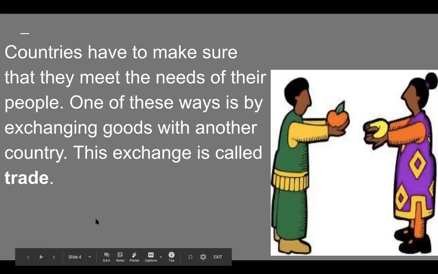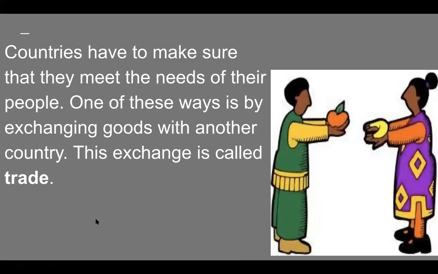Countries have to make sure that they meet the needs of their people. One of these ways is by exchanging goods with another country. This exchange is called trade. Think about a time when you traded with someone. Maybe you traded your lunch. Maybe you traded one of your snacks for one of their snacks.